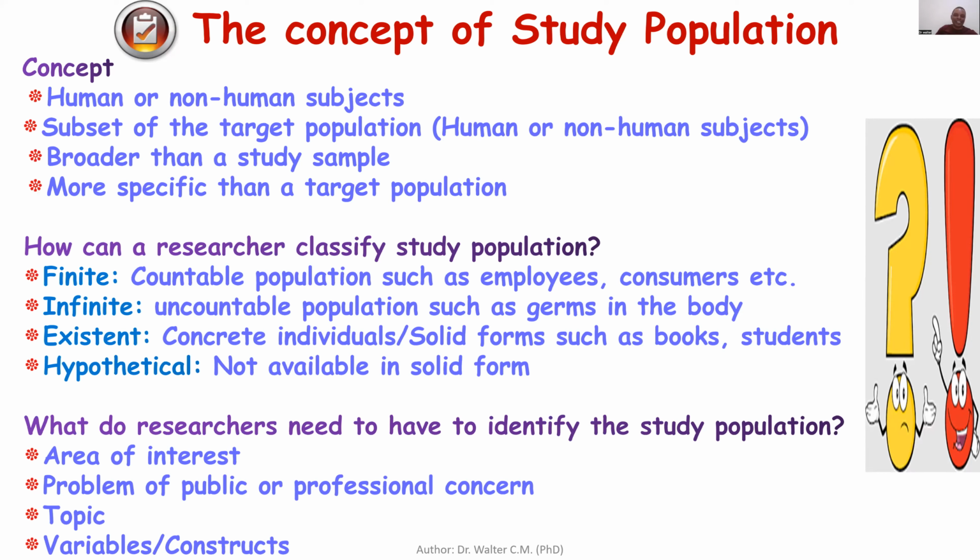So here is at least a basic answer. If we are told that study population is broader than a study sample, it means the study sample is a very specific unit of the study. And the target population is broader than the study population. So you are going from the general to the specific. General is target population; you go to the middle, you get to study population, and then later you arrive at the study sample. So this is as a concept.